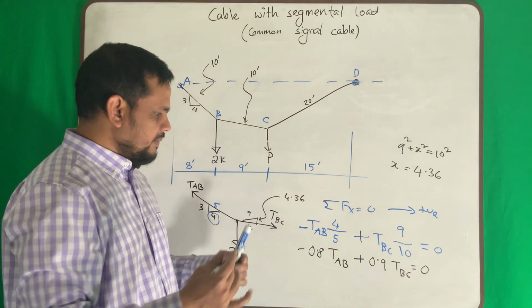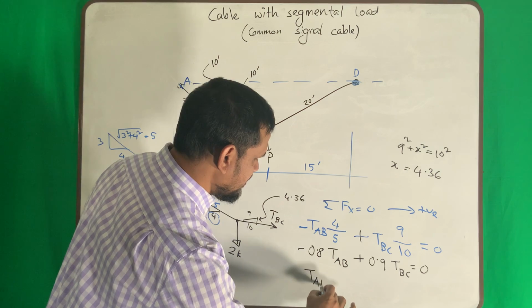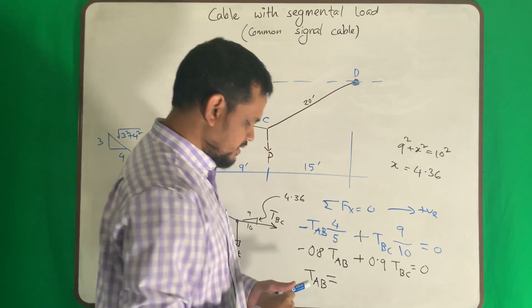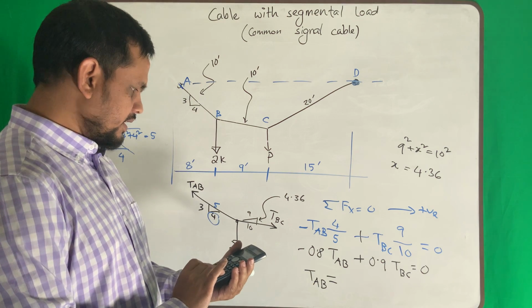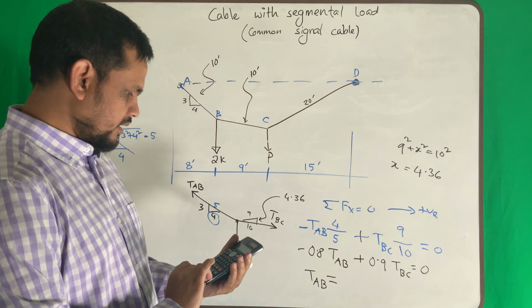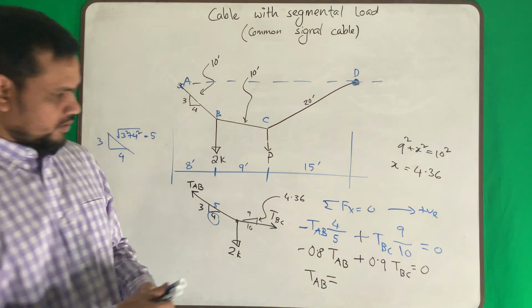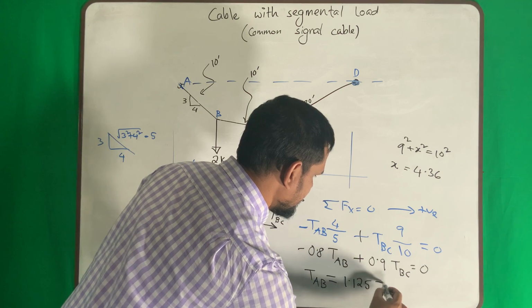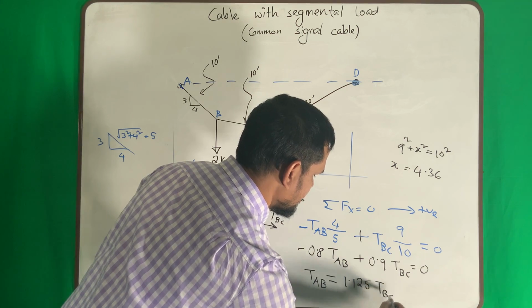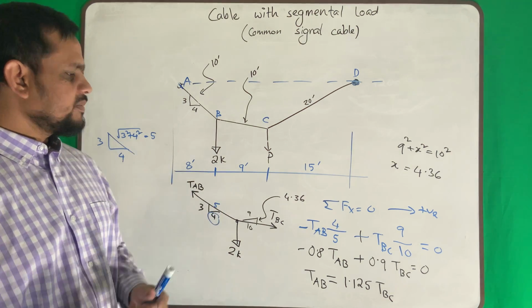Then if I solve even more, I will get TAB equals 0.9 divided by 0.8, 1.125 TBC. So we got a relationship between TAB and TBC.